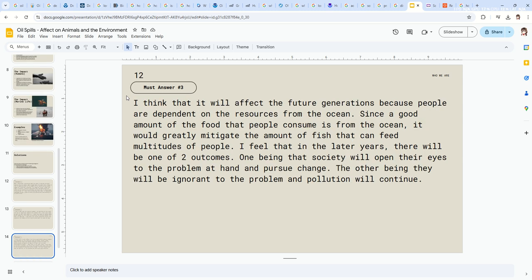I think that will affect the future generations because people are dependent on resources from the ocean. Since a good amount of the food that people consume is from the ocean, it will greatly reduce the amount of fish that can feed the multitudes of people. I feel that in the later years, there will be one of two outcomes. One being that society will open their eyes to the problem at hand and pursue change, while the other is where society will be ignorant and the problem will stay the same, and it will slowly become worse over time.